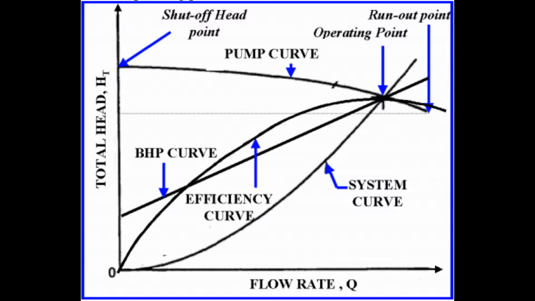Depending on the head requirements of the piping system, the operating point of the pump will be specified by the intersection of the pump performance curve and the system curve. An example is shown in the figure.